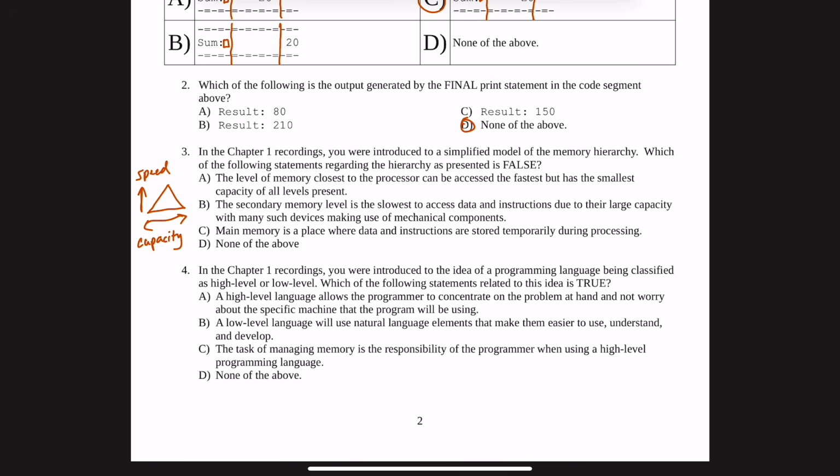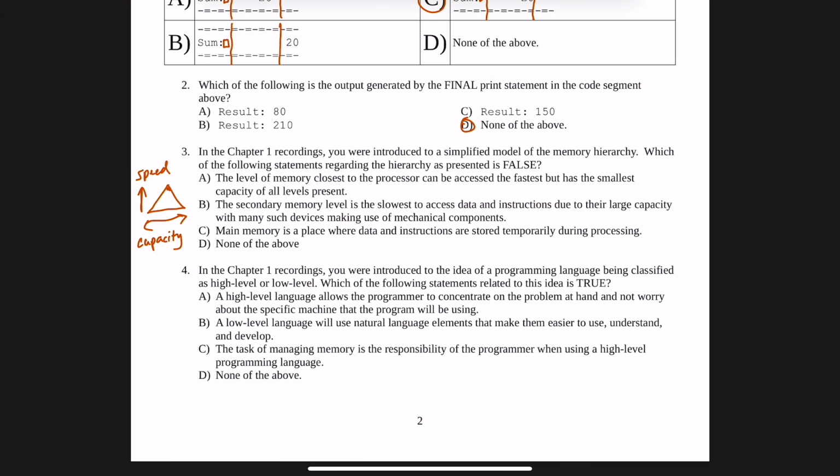A, the level of memory closest to the processor can be accessed the fastest but has the smallest capacity of all levels present. So remember, that's going to be close to our processor. We have the registers, for example. Those you can only hold a small set of numbers, but you can do really fast computation with them. So it can be accessed the fastest, but the smallest capacity, because it's at the very top. A is true.